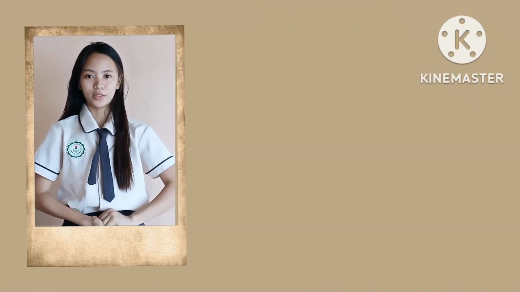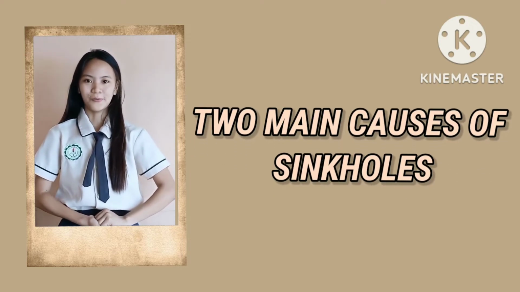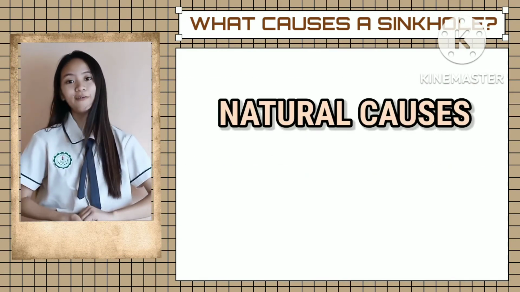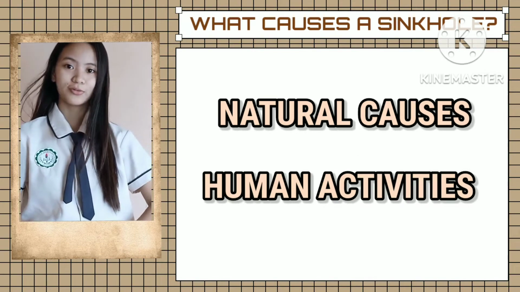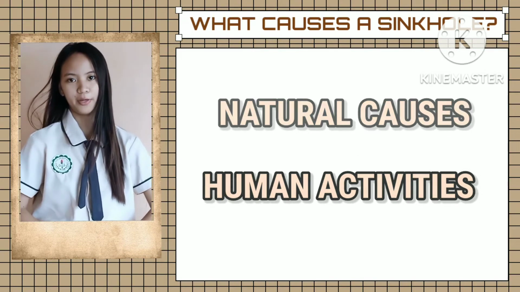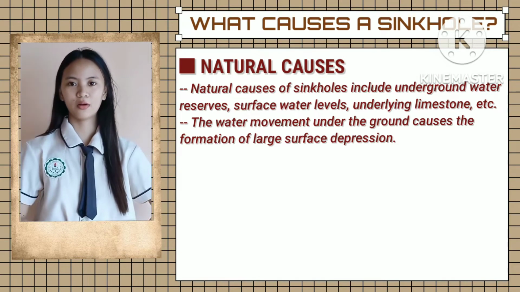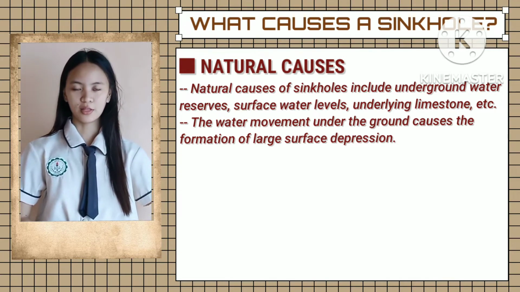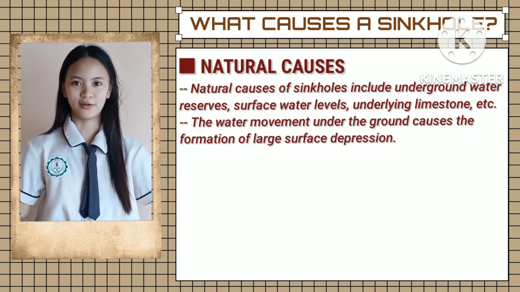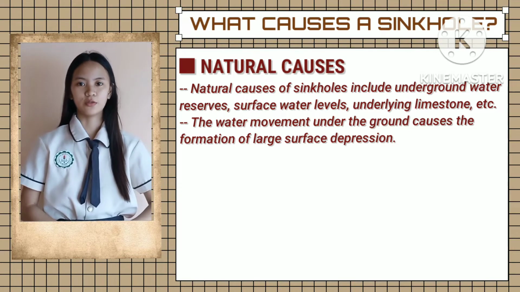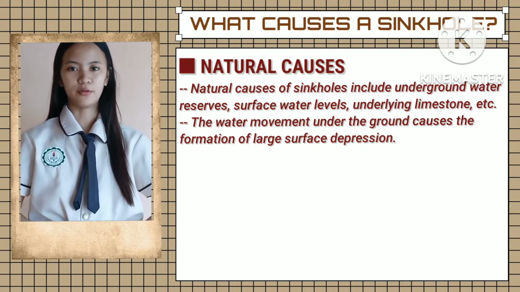After knowing the different types of sinkholes, let's find out what are the 2 causes of it. So, these are the 2 causes of sinkholes. Sinkholes usually appear due to natural causes. However, human activities are also responsible for large surface depression. Natural causes. Natural causes of sinkholes include underground water reserves, surface water levels, underlying limestone, and etc. The water movement under the ground causes the formation of large surface depression.